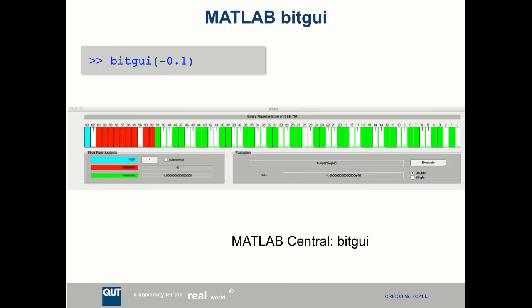So I found this cute thing on the web, on MATLAB Central, a bit of shareware called bitgui. You just put in a decimal number, and it tells you what the bit pattern is. How good is that? Red for exponent, green for the fraction, and the sign bit. So there you go. That's floating point format.